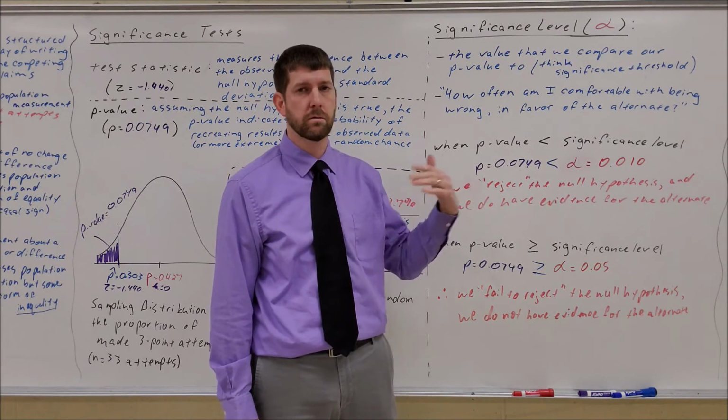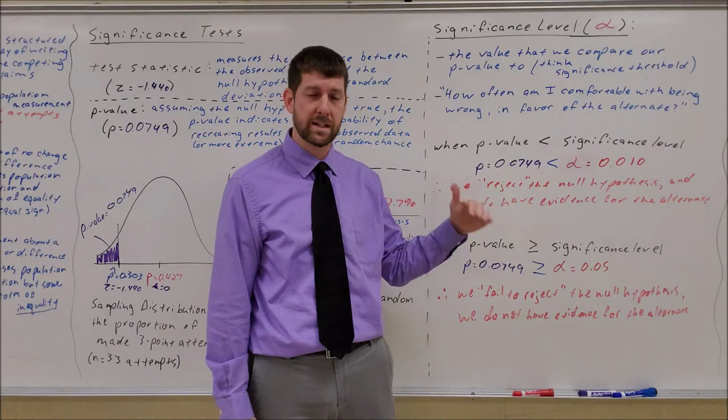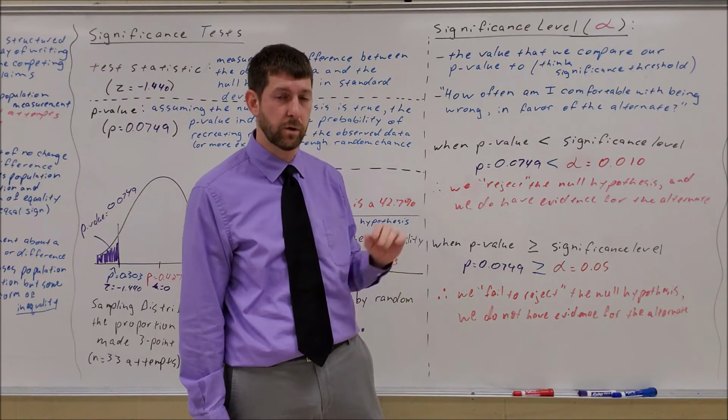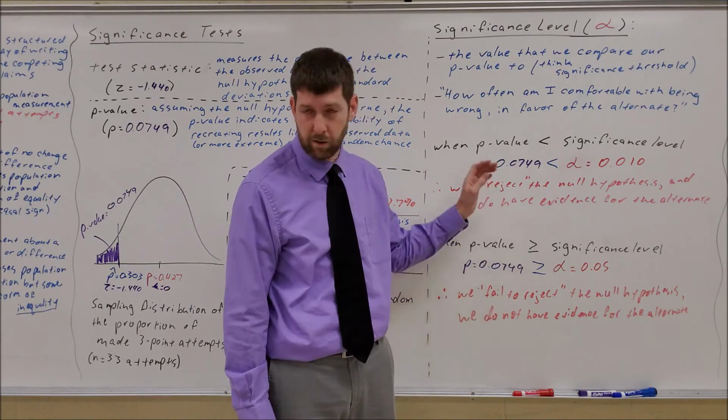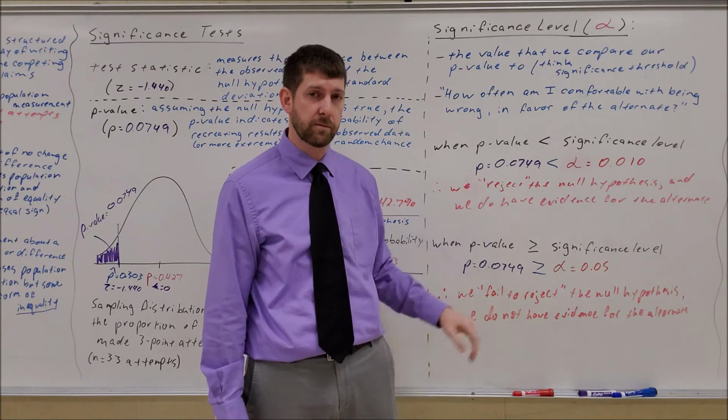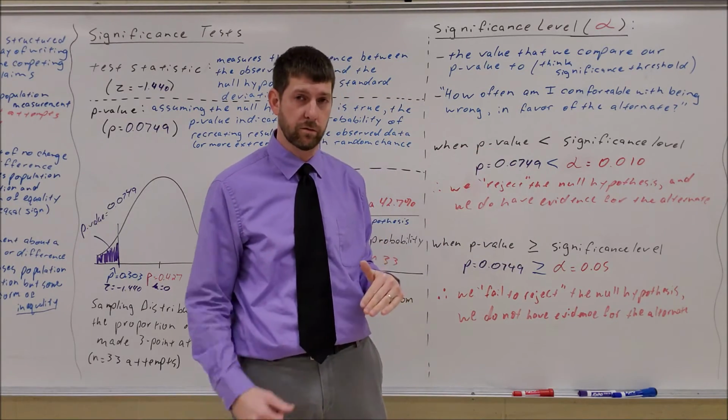If P is low, reject the null. If P is high, fail to reject the null. We don't accept alternates. We don't accept nulls. We just reject or fail to reject.